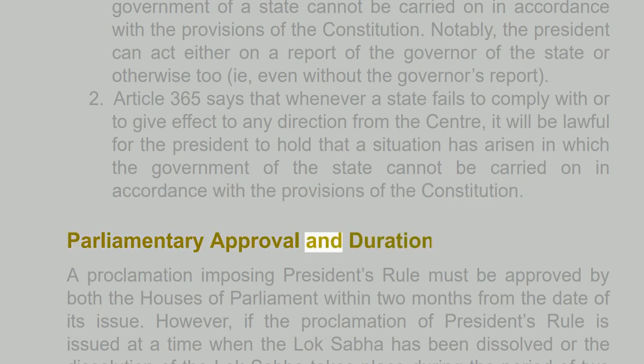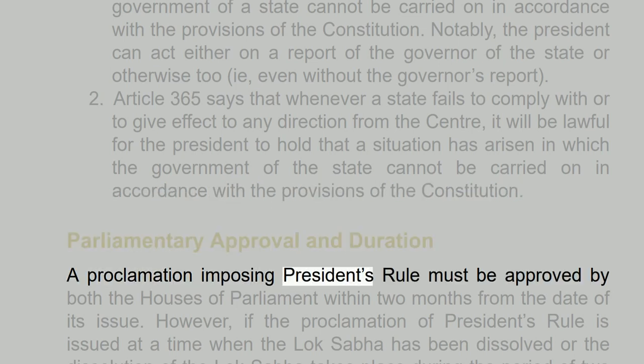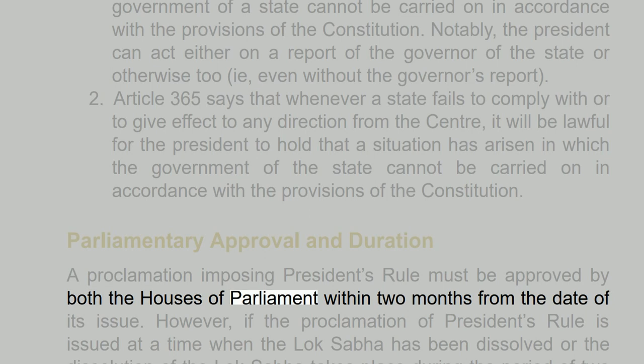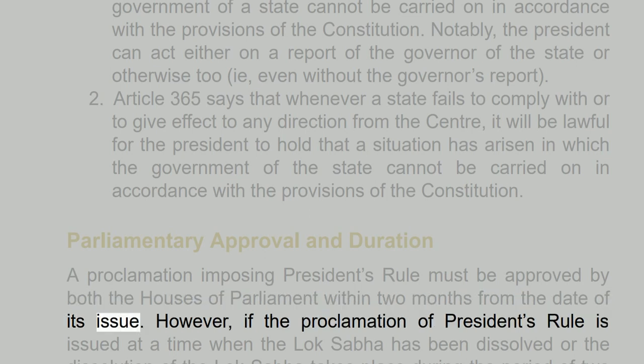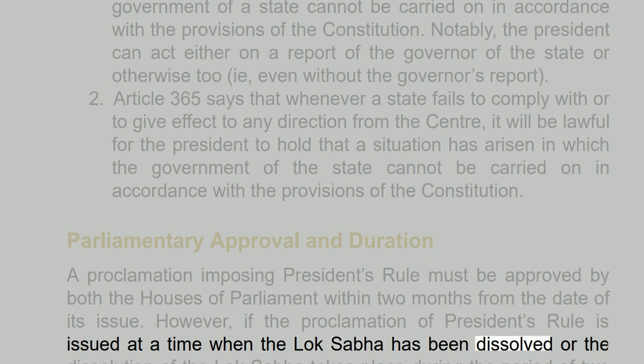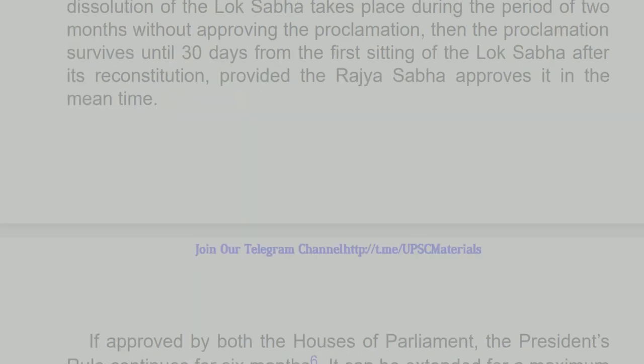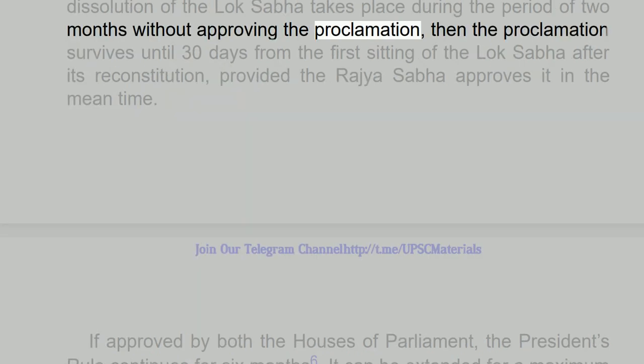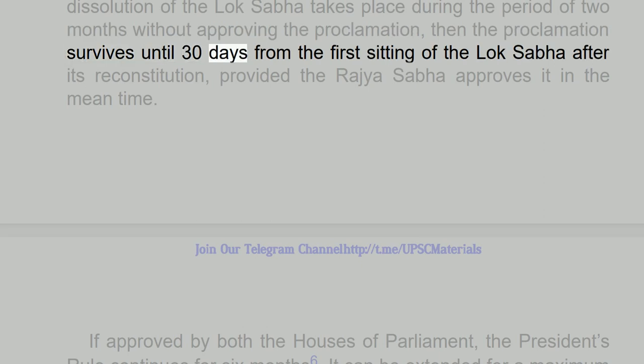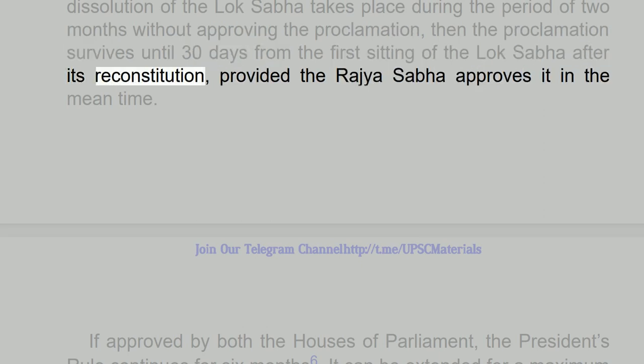Parliamentary approval and duration. A proclamation imposing President's rule must be approved by both the Houses of Parliament within 2 months from the date of its issue. However, if the proclamation of President's rule is issued at a time when the Lok Sabha has been dissolved or the dissolution of the Lok Sabha takes place during the period of 2 months without approving the proclamation, then the proclamation survives until 30 days from the first sitting of the Lok Sabha after its reconstitution, provided the Rajya Sabha approves it in the meantime.